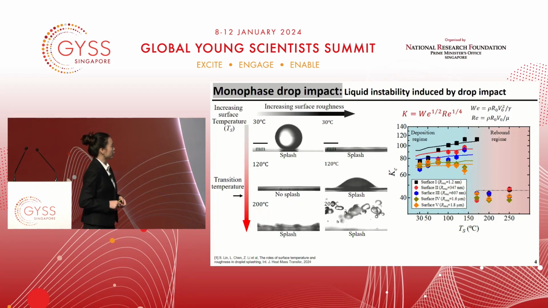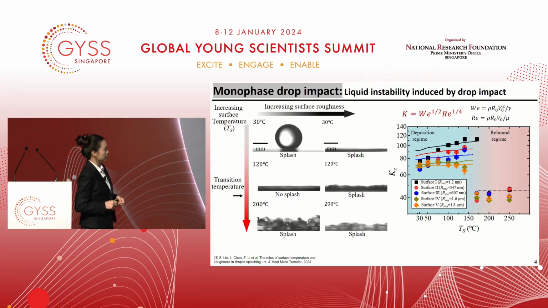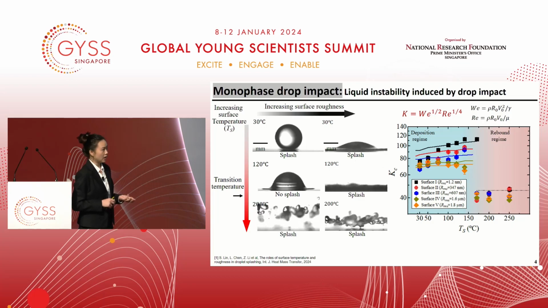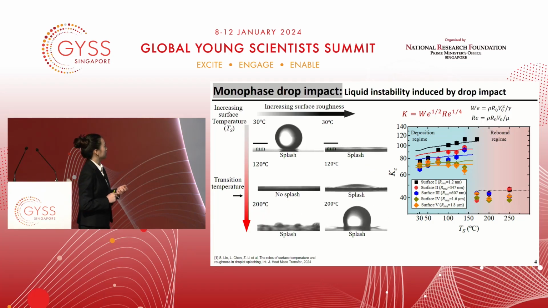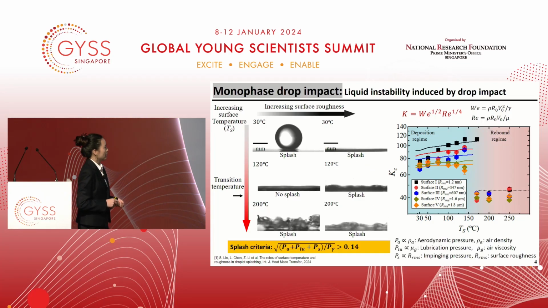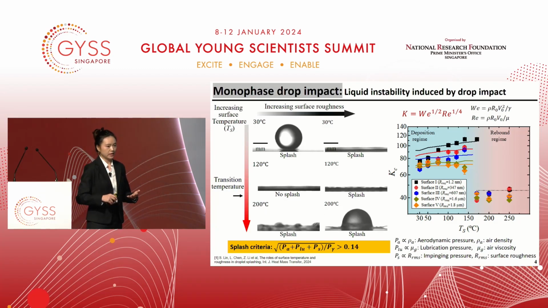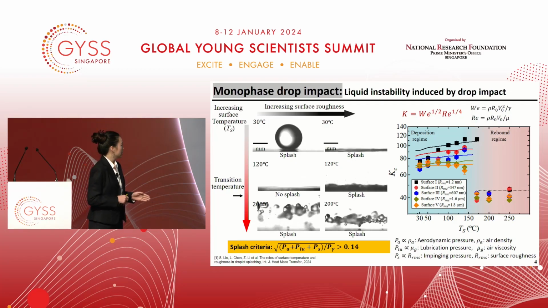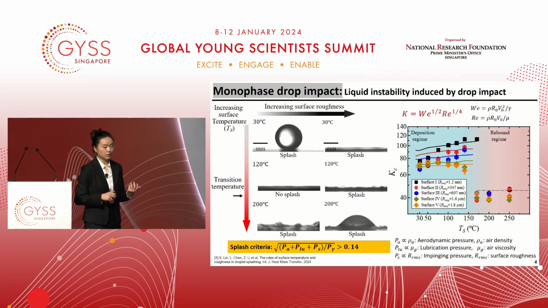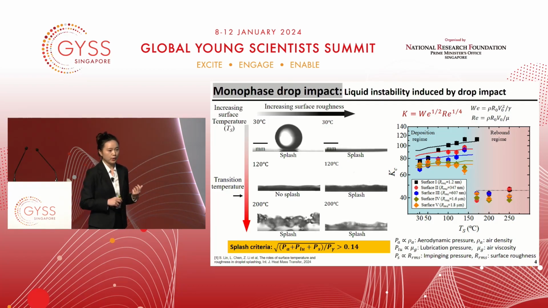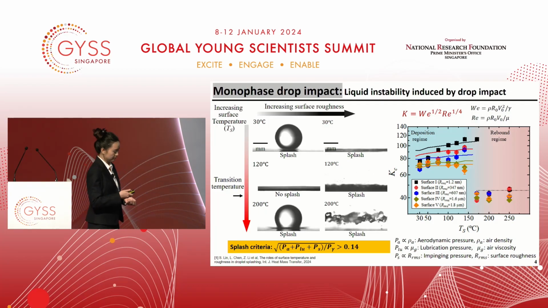We summarize the critical occurrence of splash on surface temperature and on surface roughness. We developed a theoretical model to understand the relationship between these parameters, and the theoretical model provides agreement with experimental results.